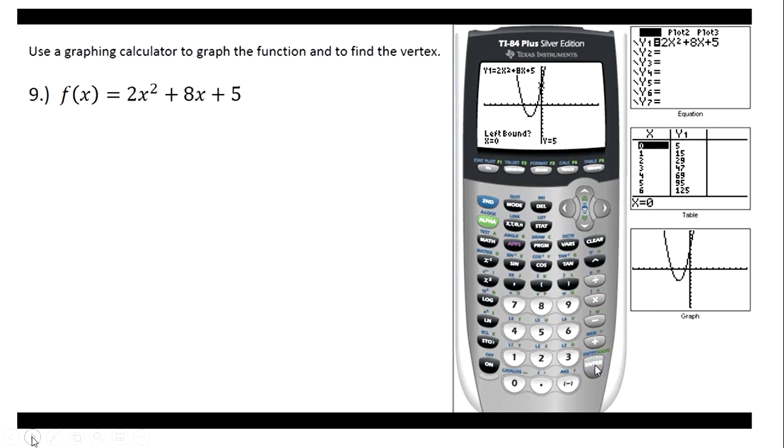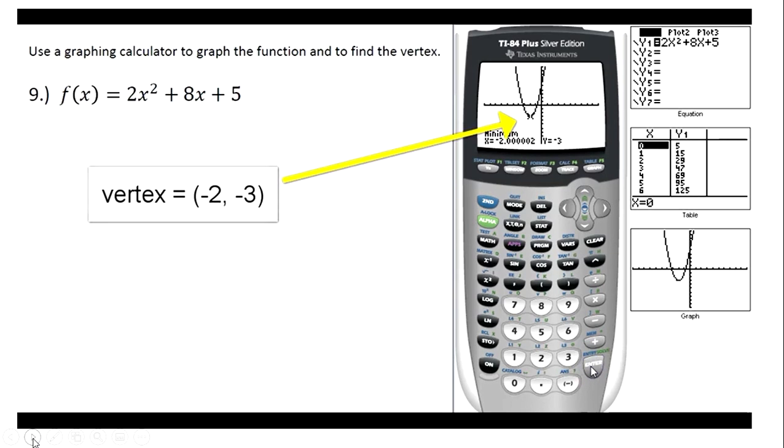Now it's asking us to set up boundaries. So we want to set up our left boundary just on the left side of the vertex, anywhere on the left. Then we're going to set up the right boundary anywhere on the right side of the vertex. And now when it says guess, it's asking us basically, are you ready for me to give you the answer? And I do want it to, so I'm going to say enter. And then we have our minimum value here. So we're going to just round that x-coordinate and say that the x-coordinate of the vertex is -2 and the y-coordinate of the vertex is -3.